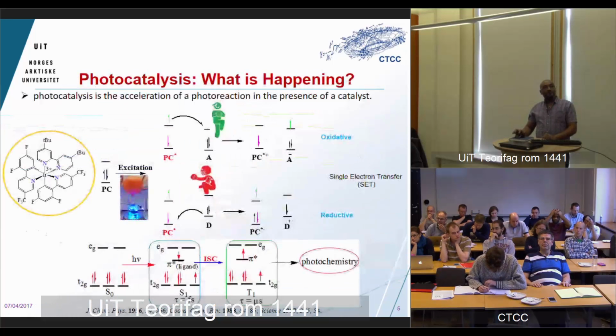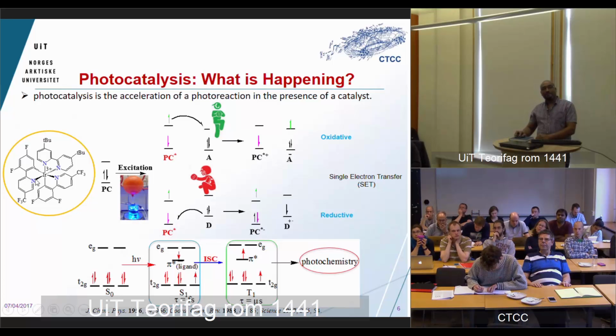Photocatalysis is a kind of reaction that uses a catalyst, or photocatalyst, in order to accelerate the given type of chemical reaction. If we take this example, the iridium complex, as I told you in the previous slide, absorbs light. For example, in our case, we have a blue light-emitting diode, and then it excites in these cases.